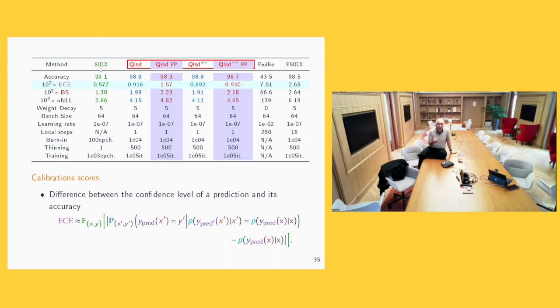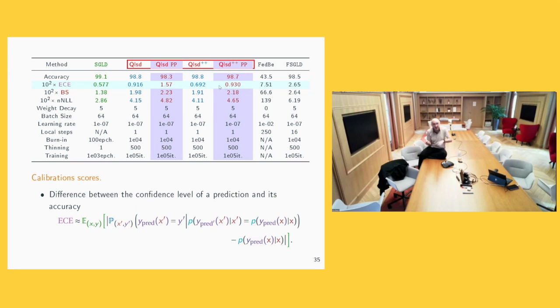And if you do simply, this is SGLD, so it's stochastic gradient descent. I have different versions of QLSD. And you see that you don't lose much in terms of accuracy, but you improve a lot in terms of Brier scores and so on. It's not SGLD, it's SGD. And you see that the expected calibration error is much better for QLSD.